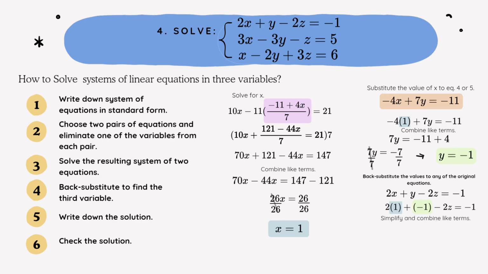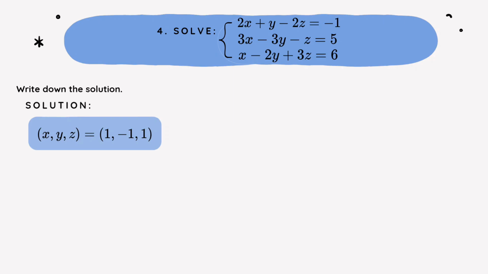Then back substitute the values of x and y to any of the original equations. We'll get z is equal to 1. We can now write down our solution. x, y, z is equal to 1, negative 1, and 1.